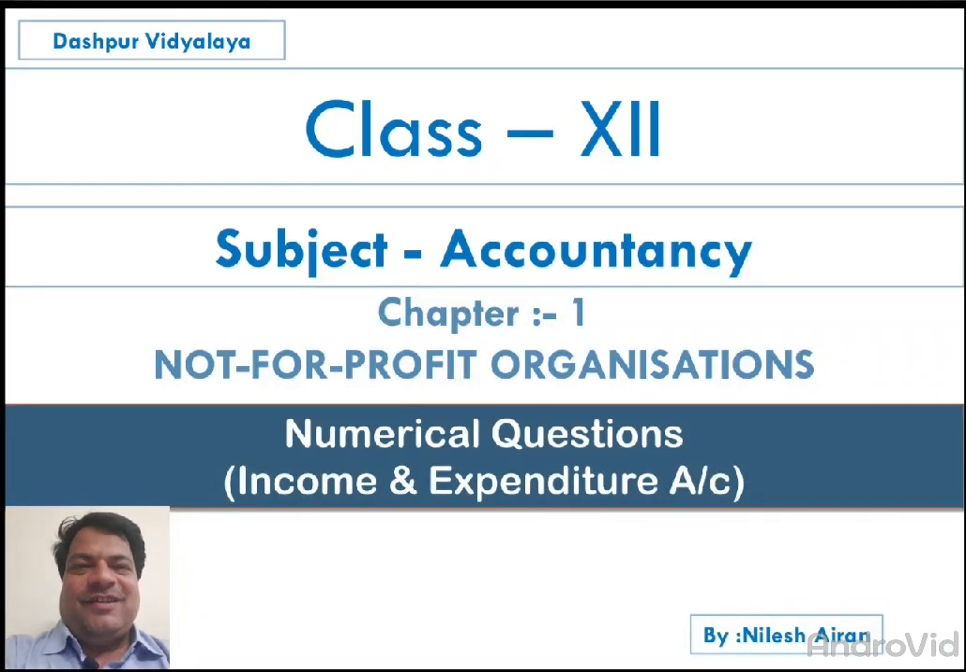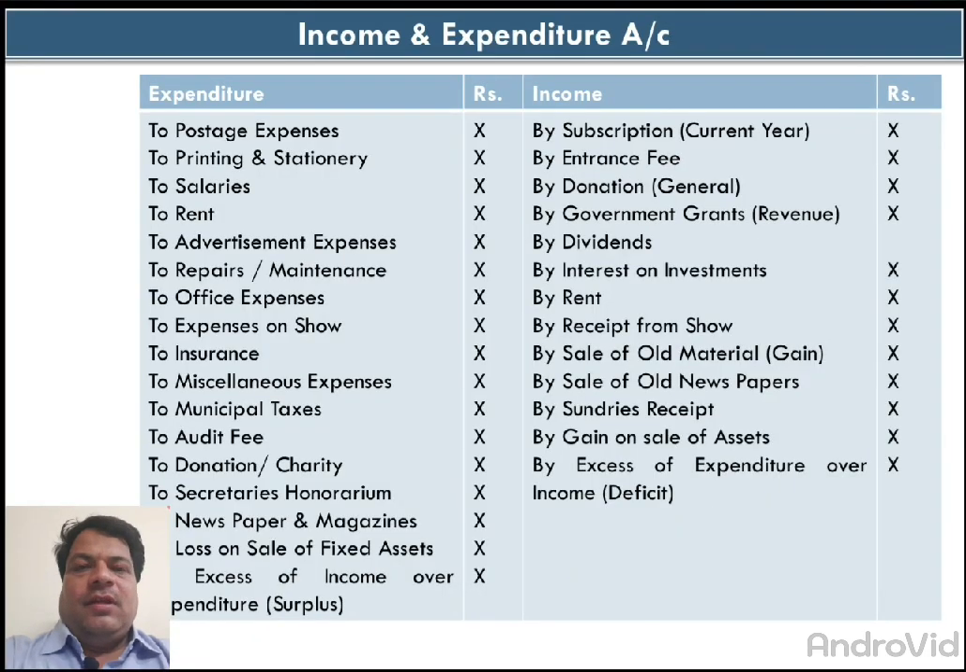Good morning, students. Today we will see how to convert a receipts and payment account into an income and expenditure account. This is the format for the income and expenditure account. All the expenditures are recorded in the debit side and all the incomes are recorded in the credit side.